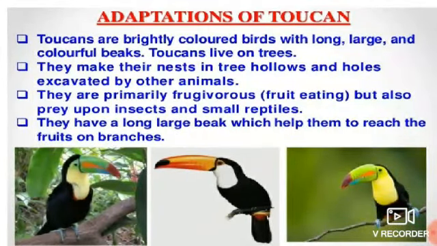Adaptations of toucan. Toucans are brightly colored birds with long, large, and colorful beaks. Toucans live on trees. They make their nest in tree hollows and holes excavated by other animals. They are primarily frugivorous, that means fruit eaters, but also prey upon insects and small reptiles. They have a long, large beak which helps them to reach the fruits on branches.